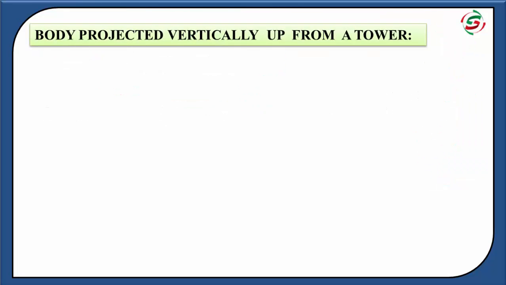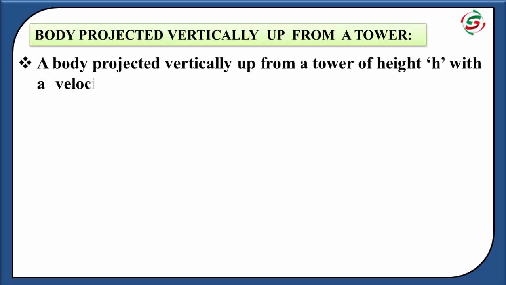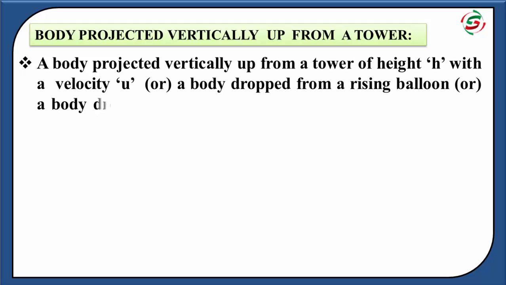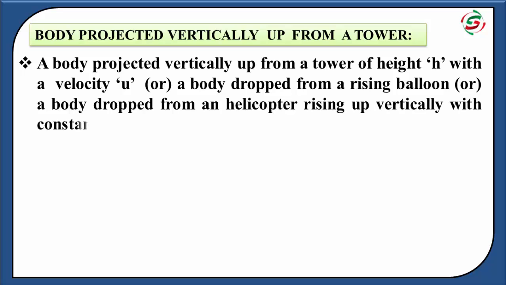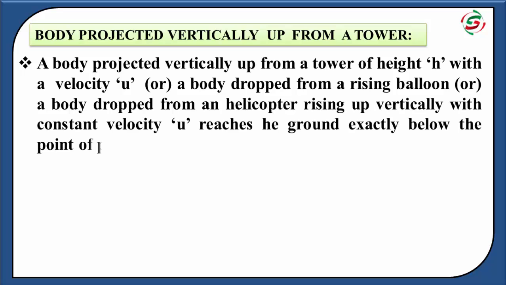And then the body is projected vertically up from a tower. Let us now study the concept of how an object moves when we throw it while standing on top of a tower. A body is projected vertically up from a tower of height h with a velocity u, or a body dropped from a rising balloon, or a body dropped from a helicopter rising up vertically with a constant velocity, it reaches the ground exactly below the point of projection after a time.